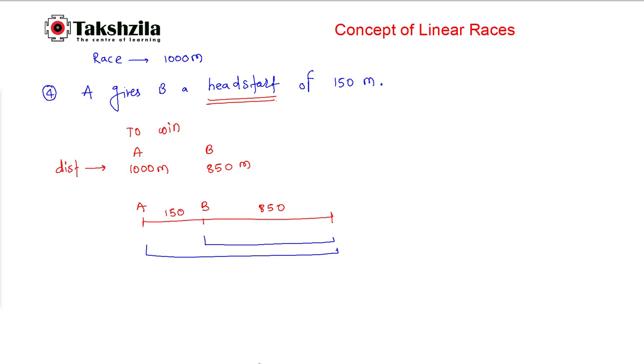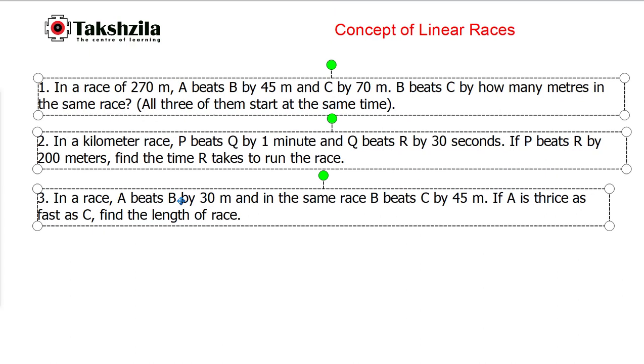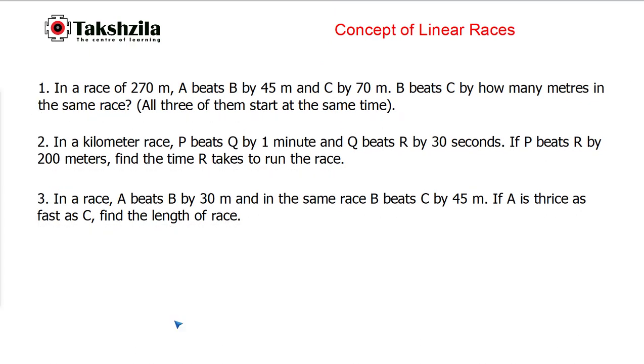This is how we can interpret these four statements, which are very commonly used in the questions of linear races. So now, depending on the given theory, let's try these three questions. Question number 1, 2 and 3. Let's try these three questions and answer in the comment box.